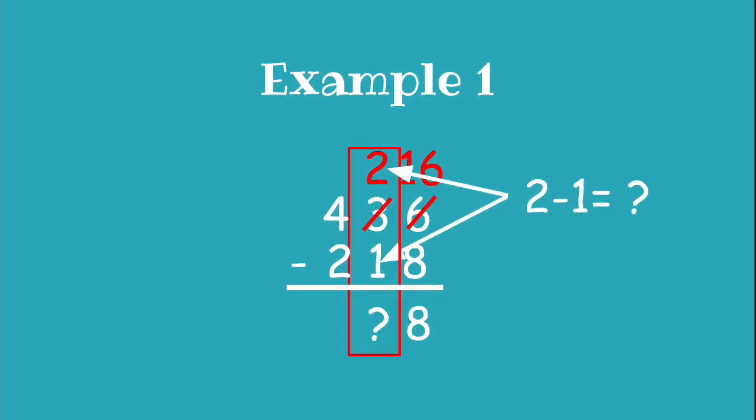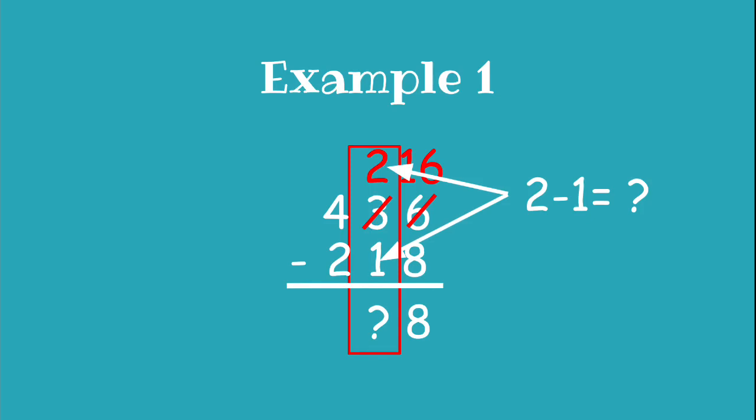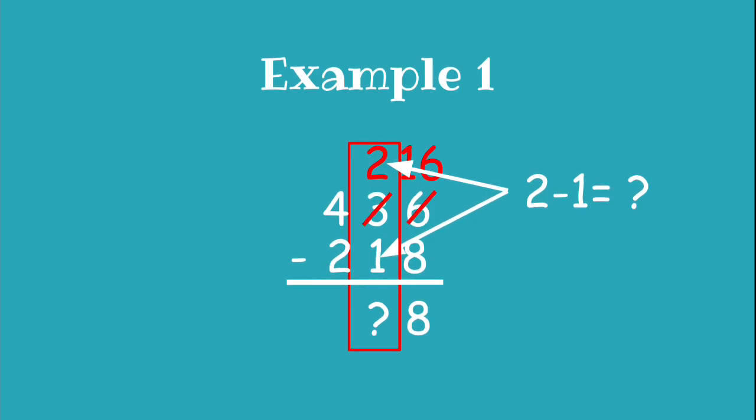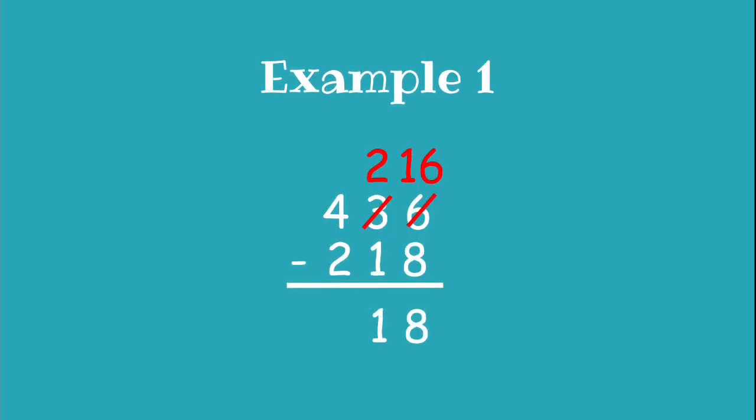Now let's look at the tens place. We no longer have 3 groups of 10 because we moved it to the ones place. So now our problem is 2 minus 1. Is there more on the top or more on the floor? 2 is greater than 1, so there's more on the top. No need to stop. We can subtract like normal this time. 2 minus 1 equals 1.